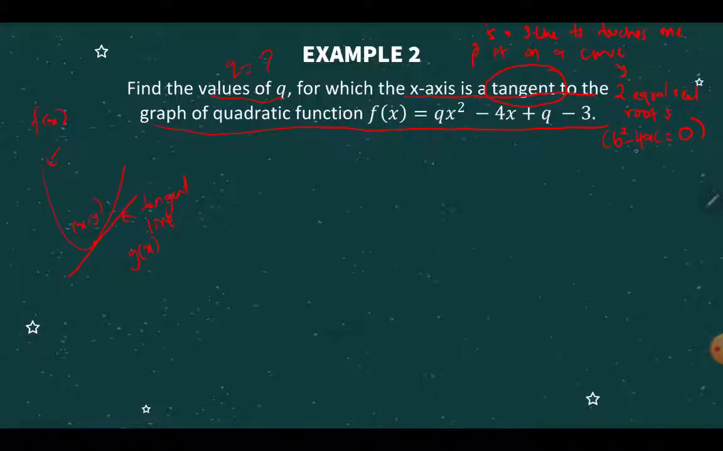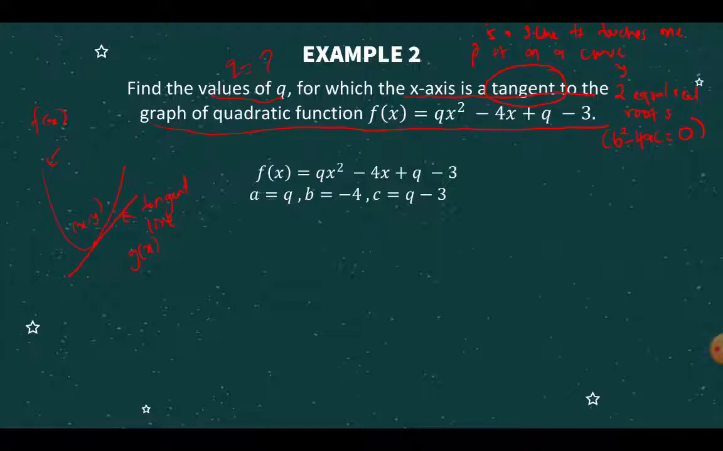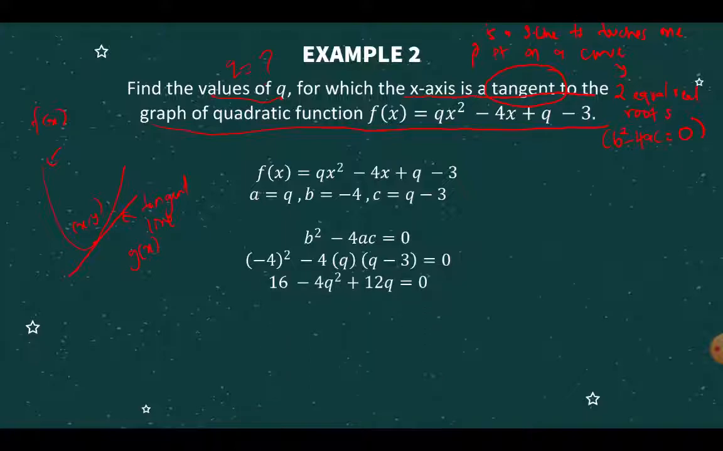Okay, so how can we solve it? We need to solve discriminant equals 0. But first things first, we need to identify the values of a, b, and c from the function. So this is our function: f(x) equals qx squared minus 4x plus q minus 3. So our a is q, b is negative 4, c is q minus 3. Then substitute the values of a, b, and c into discriminant equals 0. Substitute correctly, and then we expand.